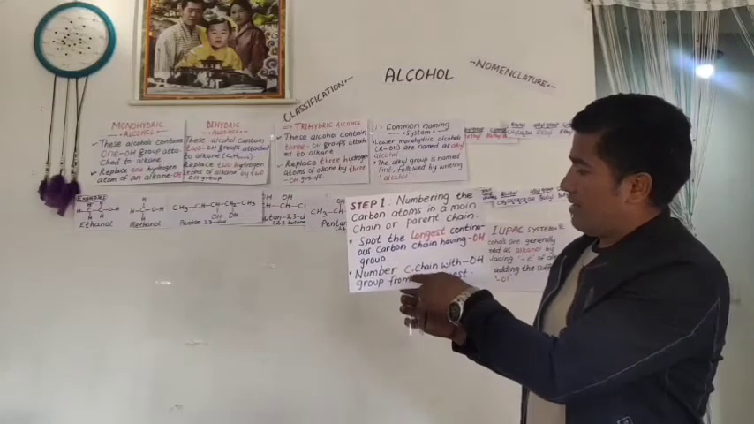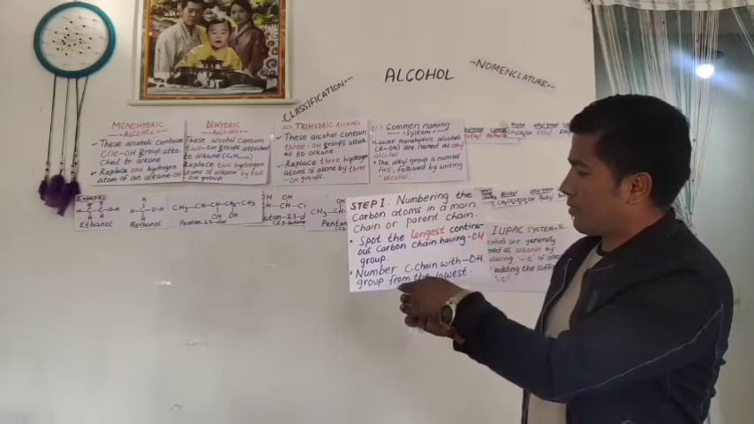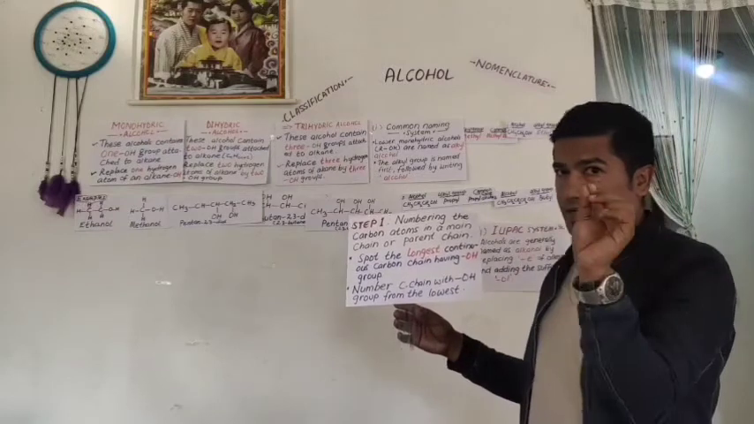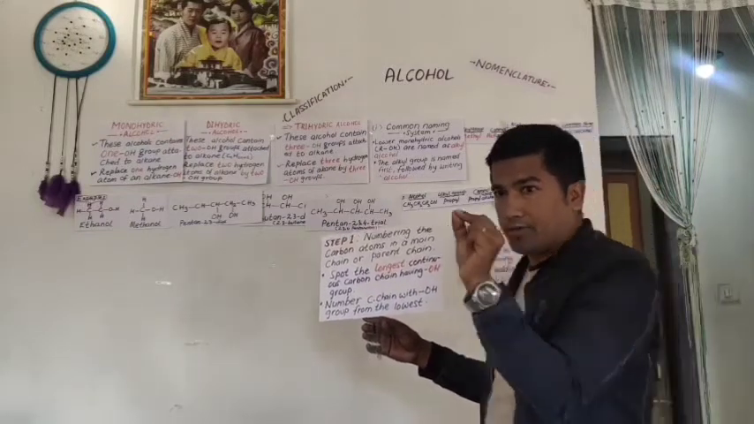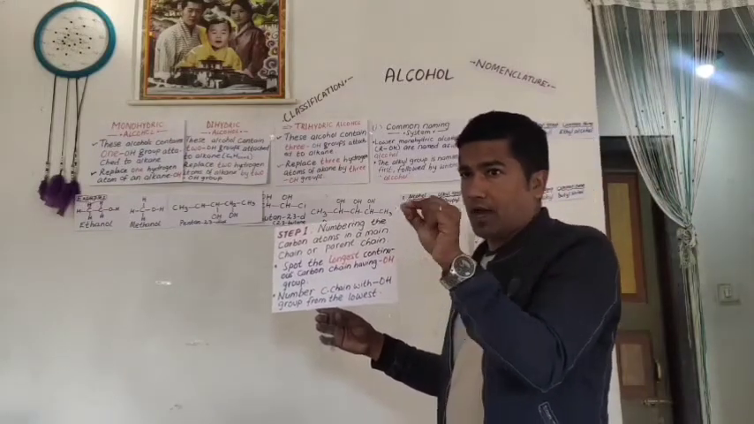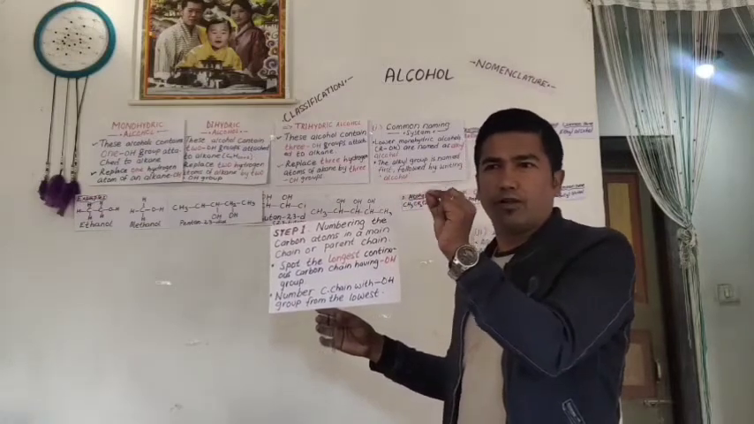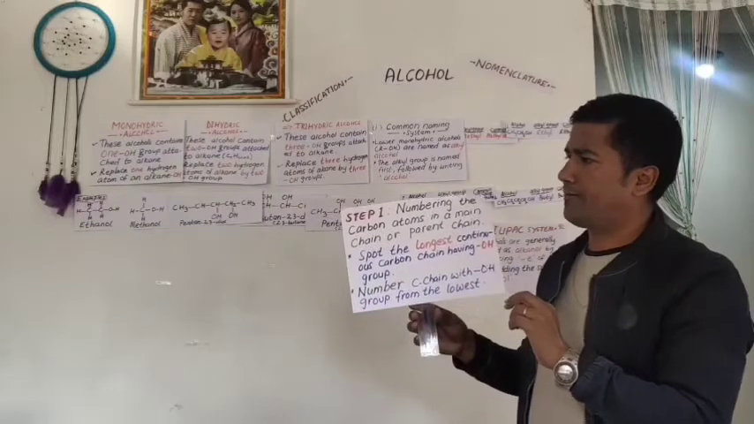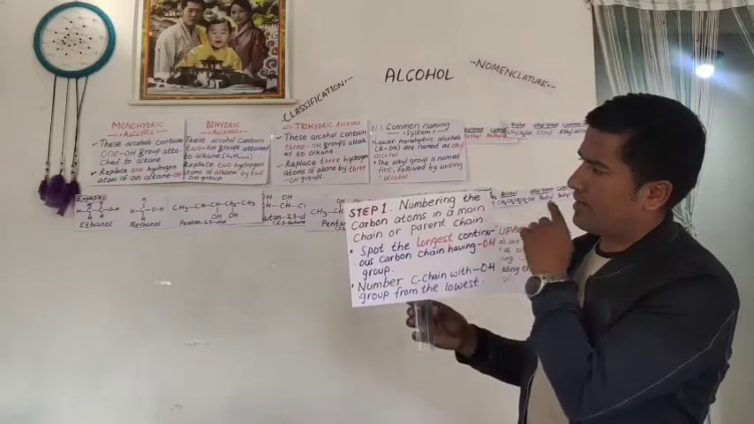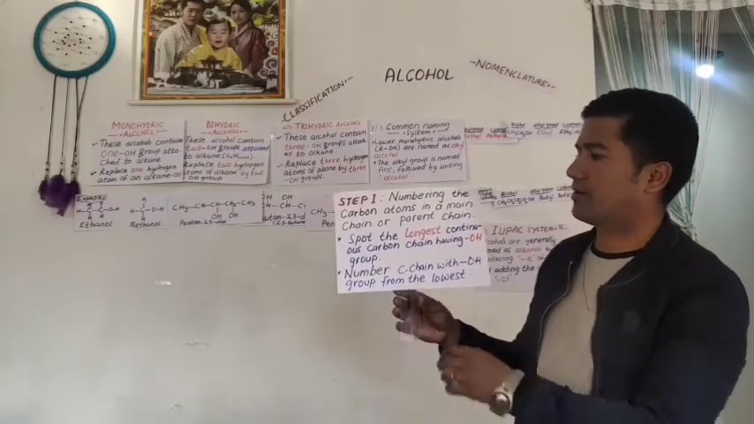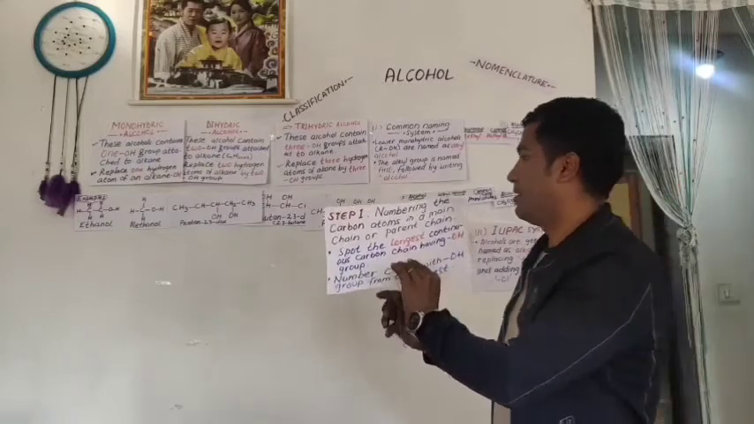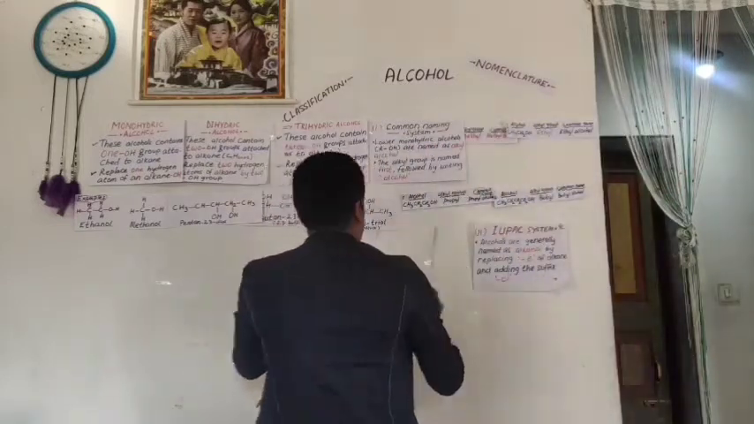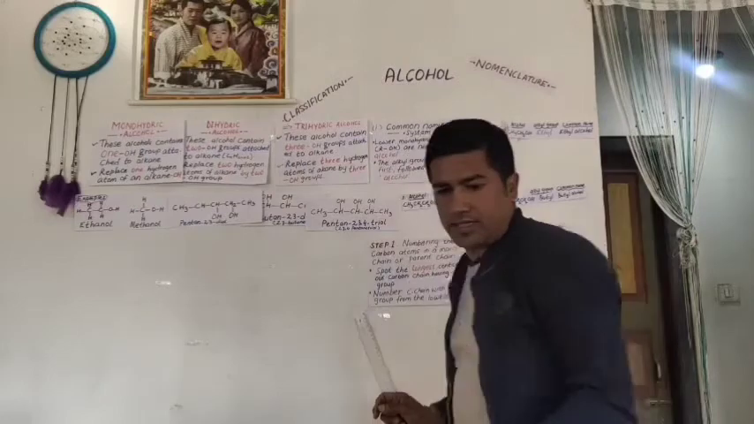Then number the carbon chain with the OH group from the lowest. When you are numbering, we have to number from the side where the OH group gets the lowest number. So we have to look at the lowest one. Did you get me? Step 1: numbering the carbon atoms in the main chain or parent chain.